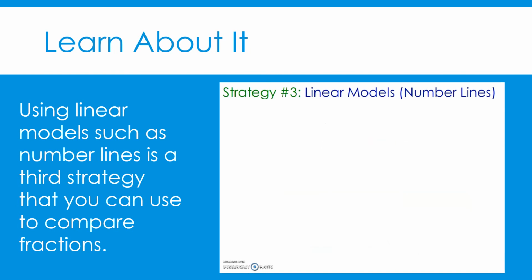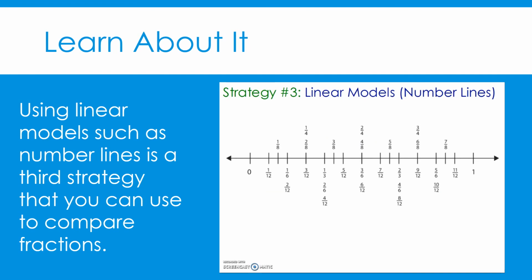Instead of using two number lines, you can also use just one number line to compare. This linear model shows a variety of denominators all in one number line. You can see that the number line is divided into thirds, fourths, sixths, eighths, and twelfths. You can also easily see equivalent fractions on this number line. For example, 1/4, 2/8, and 3/12 are equivalent because they all occupy the exact same spot on the number line.